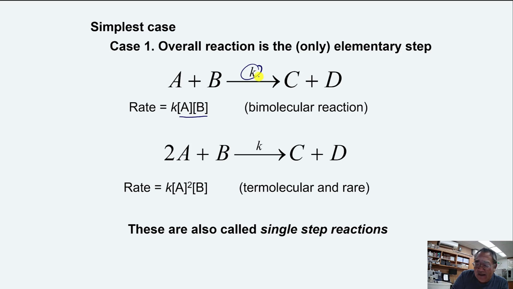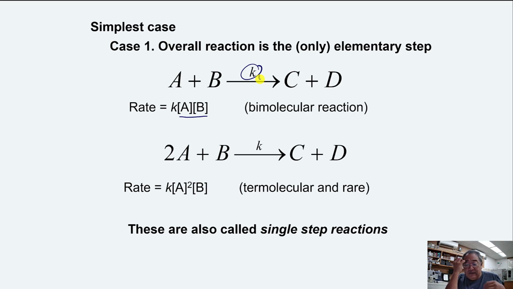Now this K is actually known as a microscopic rate constant because it's for a step in a reaction mechanism. But since it's the only step, it is actually the intrinsic rate constant you've calculated before. Okay, it ends up being the same thing.